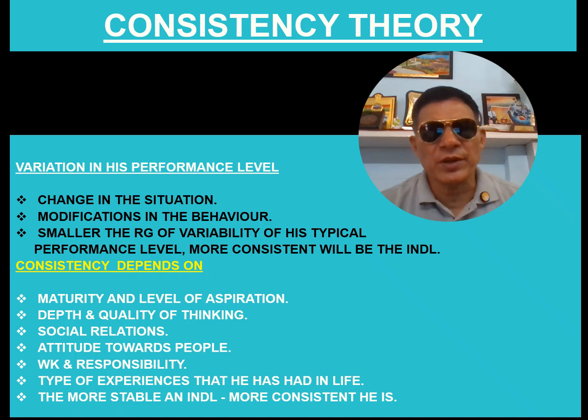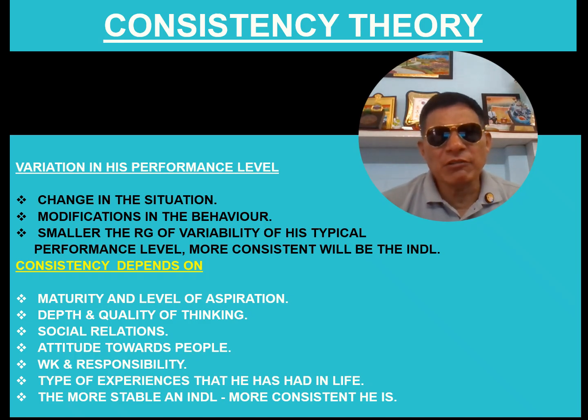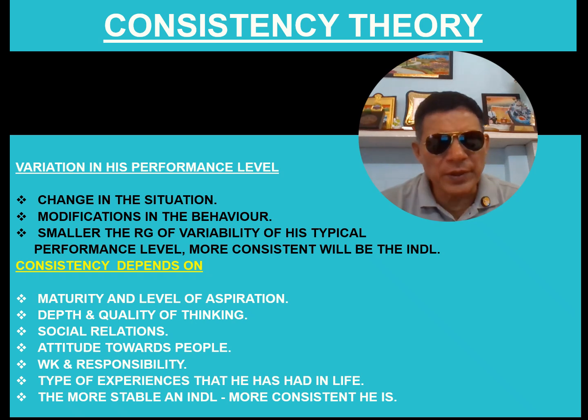Modification in the behavior, that also should not be there. Smaller the range of variability of his typical performance level, more consistent will be the individual. It means अगर variability उसकी कम है, उसका मतलब वेरिएशन कम आ रहे हैं उसकी परफॉर्मेंस में लगातार, इसका मतलब उसकी कंसिस्टेंसी इज गोइंग टू बी बेटर.